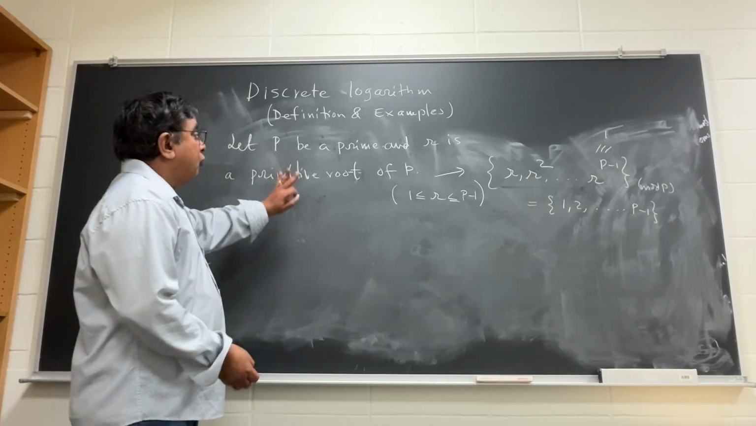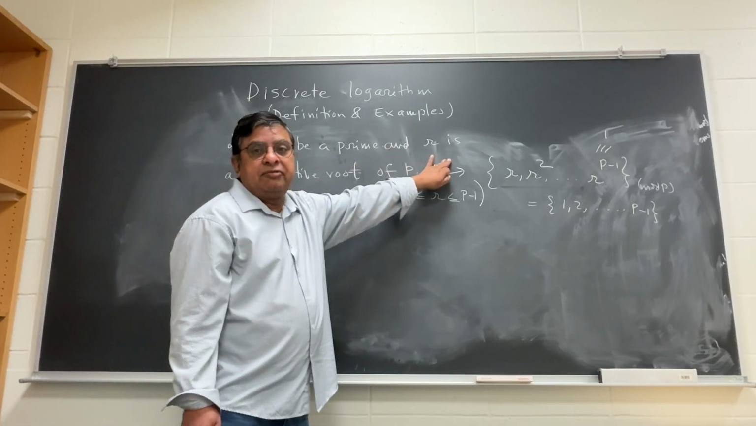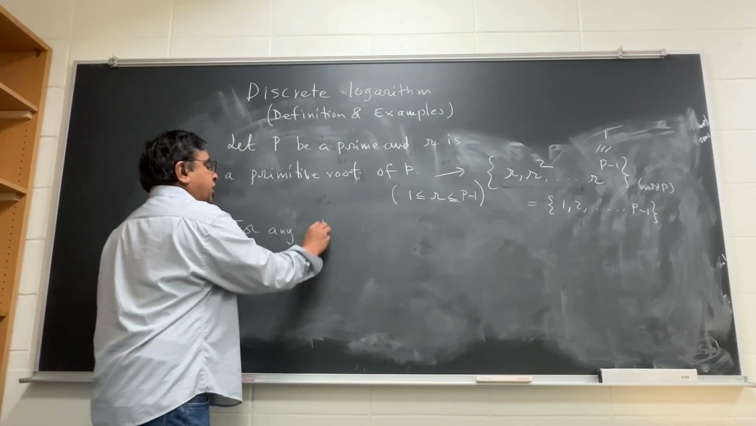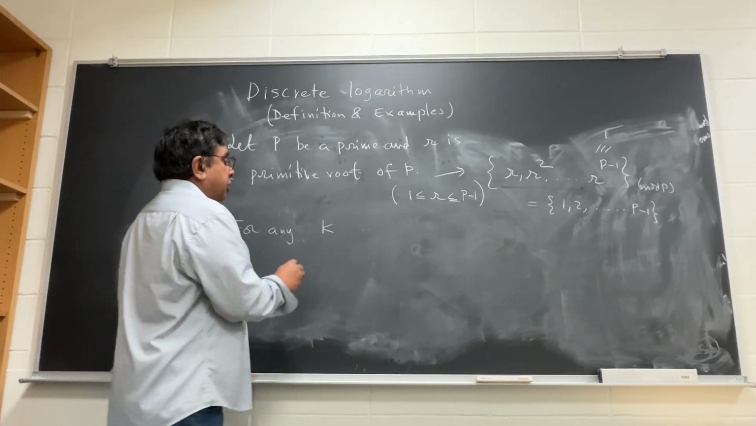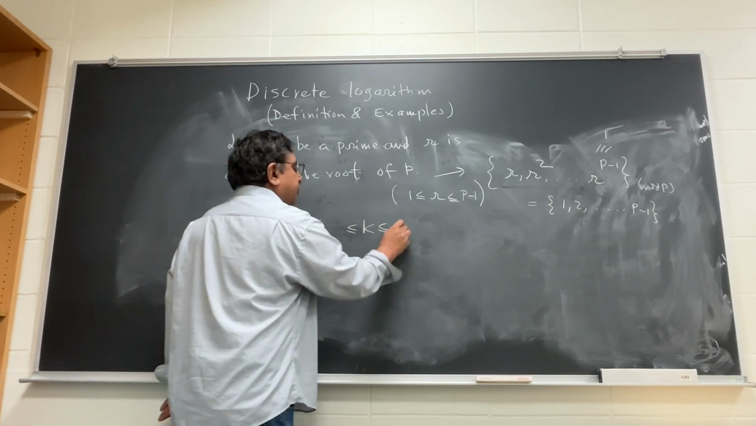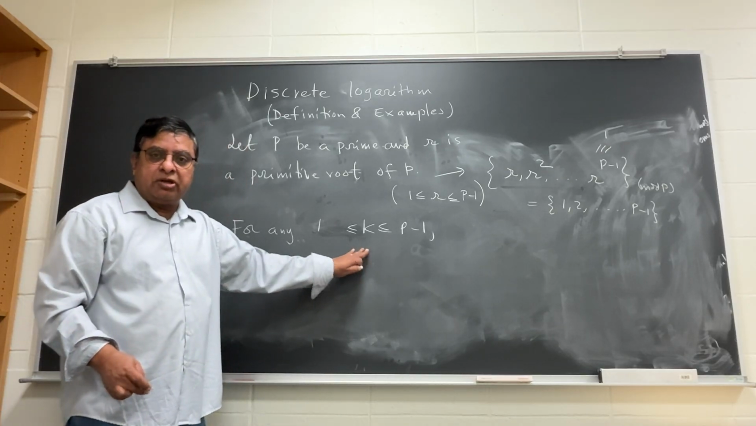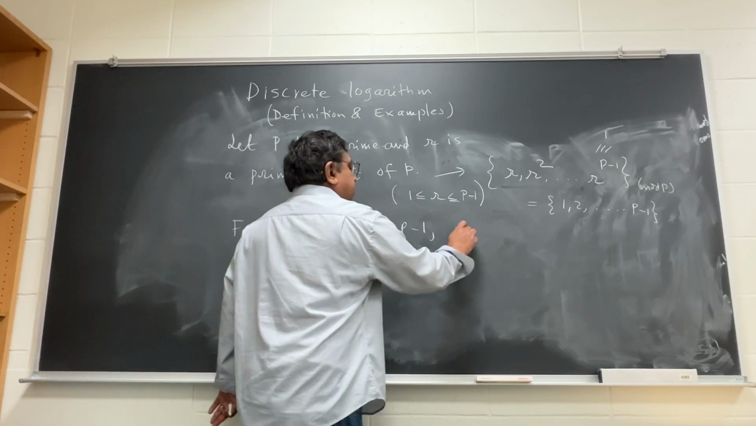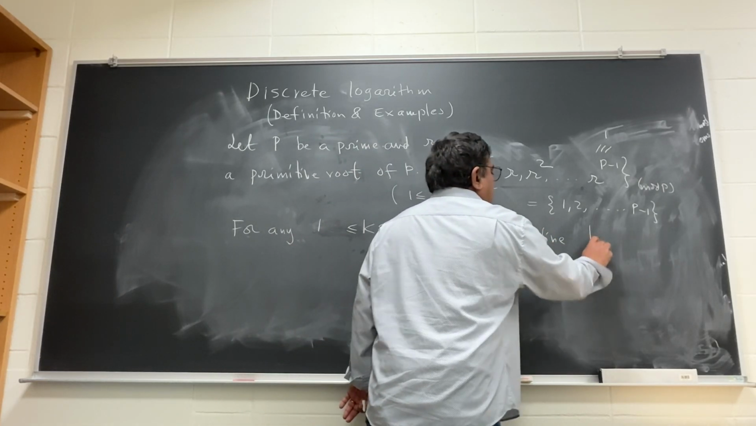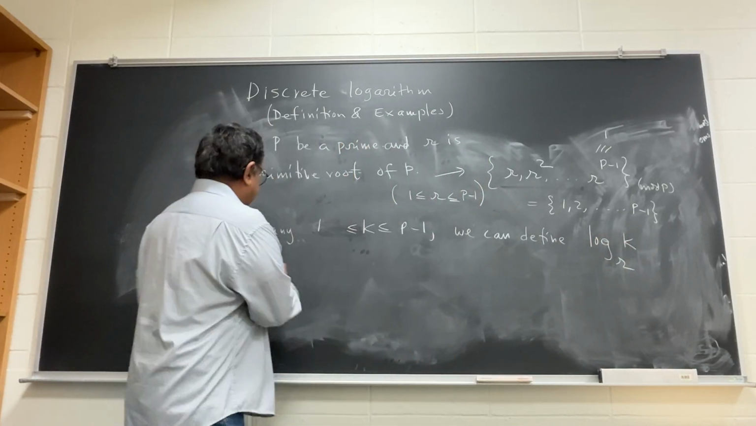Now, once you have a situation like this, once you have a prime and a primitive root, for any k between 1 and P minus 1, for any integer k between 1 and P minus 1, we can define log k to base R as follows.